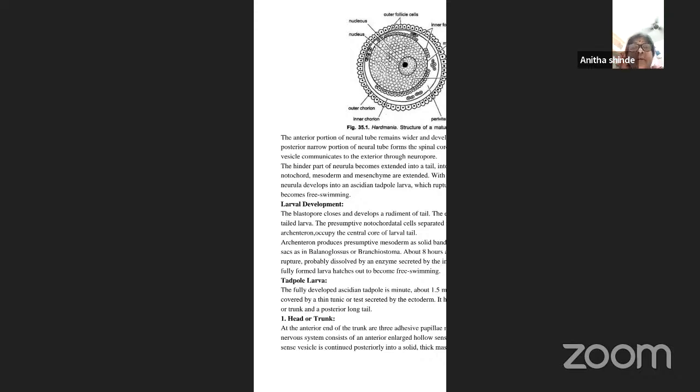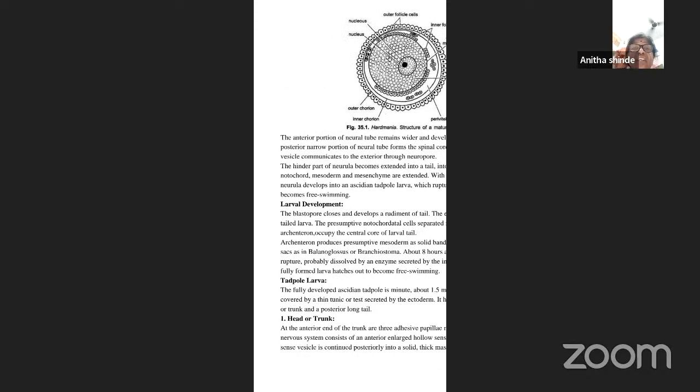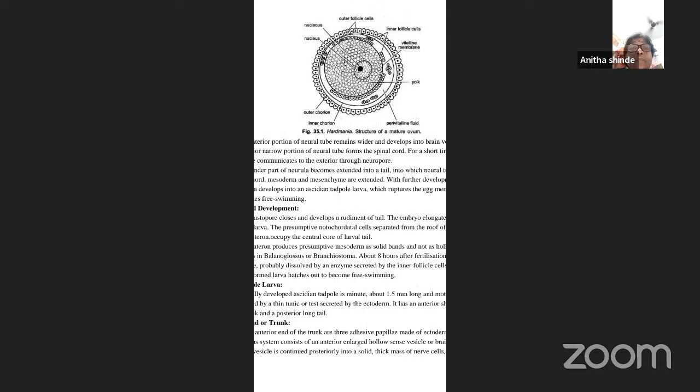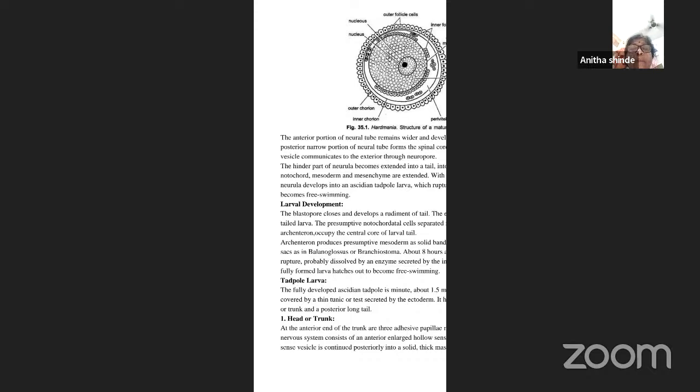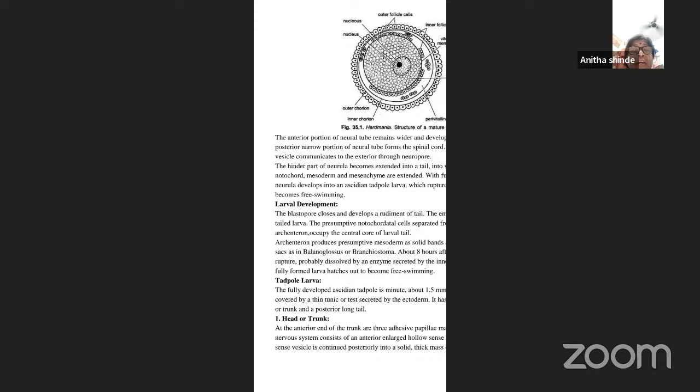So next is the larval development. Now coming to the larval development, the blastopore will close and it will develop a rudiment of tail. Again, the embryo will elongate and it will form a tailed larva. The larva here has a tail, so it is called a tail larva. The presumptive notochordal cells are separated from the roof of the archenteron and occupy the central core of the larval tail. Then later, the archenteron will produce the presumptive mesoderm as a solid band and not as a hollow coelomic sac.